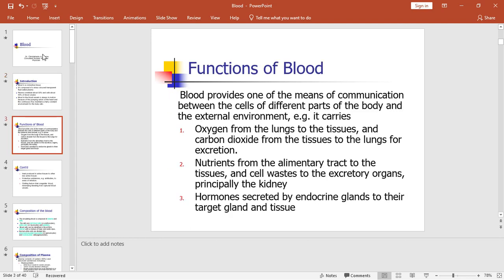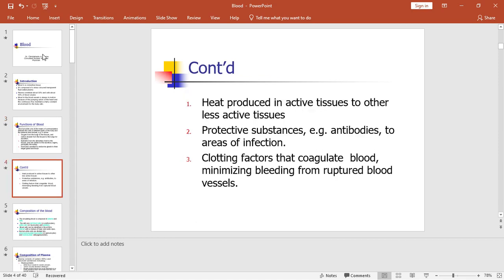Slide 3. So we can briefly talk about some of the functions of blood. We already know that one important function of blood is that it carries oxygen from the lungs to the various cells of the body. It obviously carries nutrients from the GI tract to places where they are required. Blood is also important in the fact that it is a vehicle and will carry hormones from the site of production to target organs. Blood is also important in the fact that it is able to distribute heat in the body.